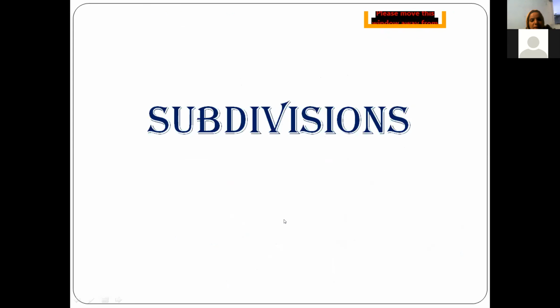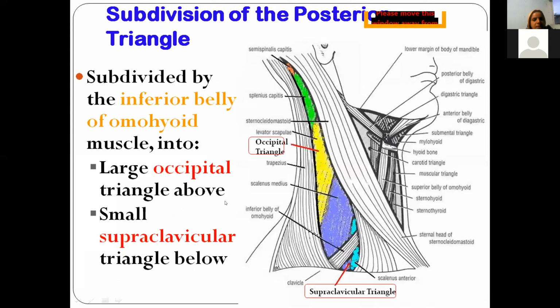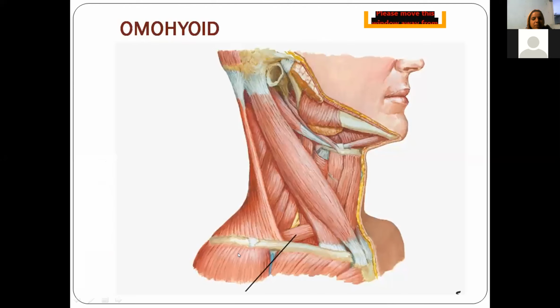Okay. So which muscle is dividing the posterior triangle into two parts? Inferior belly of omohyoid. This is the superior belly of omohyoid, which we see in the anterior triangle; we are not bothered about it. This is the inferior belly of omohyoid. Above we have the occipital triangle. Below we have the subclavian, also called supraclavicular. Whichever is the easy name you can remember. So theoretically it is written that the inferior belly of omohyoid divides it into occipital and supraclavicular triangles.